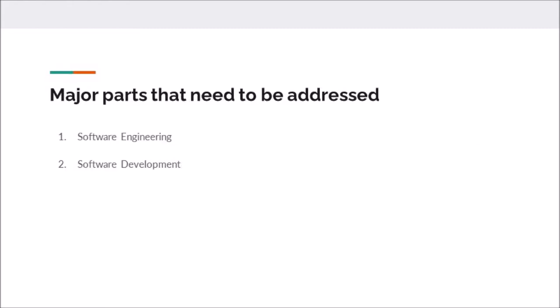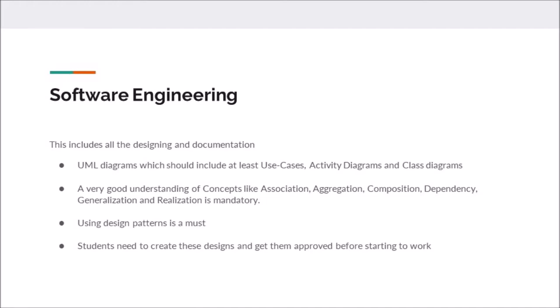So whenever you are selecting a final year project, there are two major parts that always need to be addressed. The first part is the software engineering part, and the second part is the software development part. The software engineering part includes all the designing and documentation.